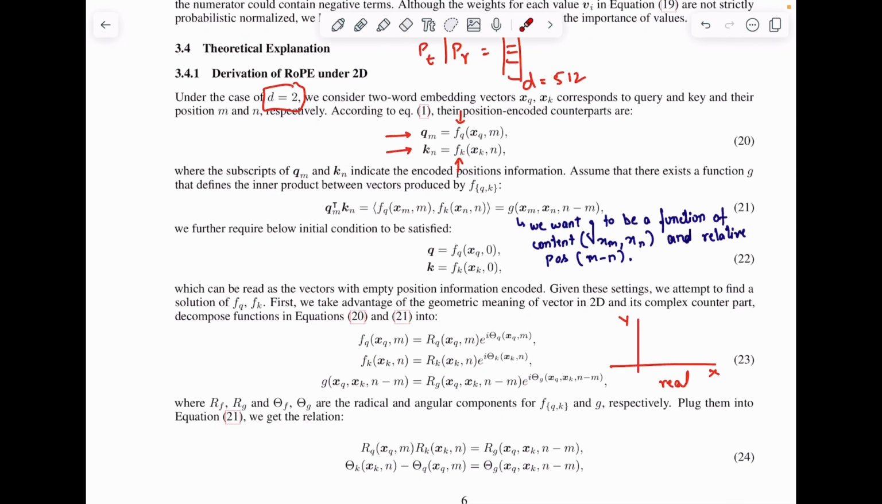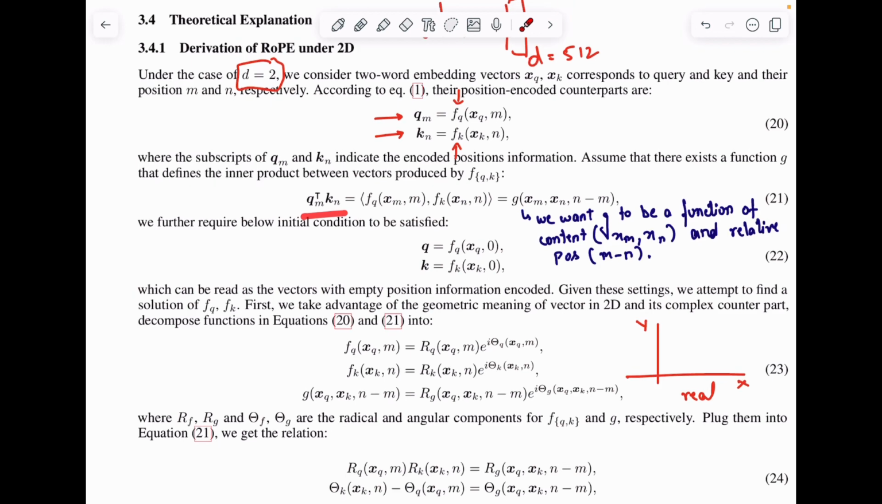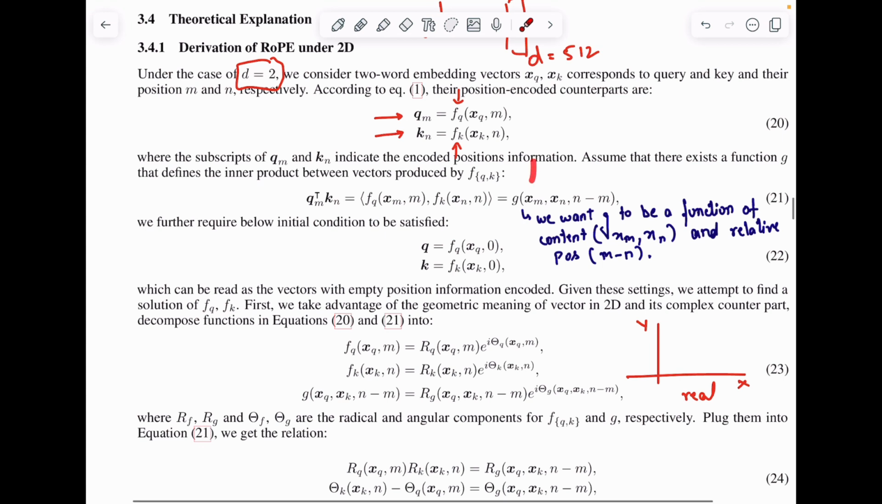So now they say that let's assume we have to take a dot product. I mean, that's not an assumption. We have to take a dot product between query and key. Let's assume that it is represented as a dot product, which is represented here by angular brackets between these two functions. They say that let's assume the value of this dot product can be represented using a function g, which will be a function of three arguments: xm, xn, which are the content of the query, the content of the key, and the difference in their position.